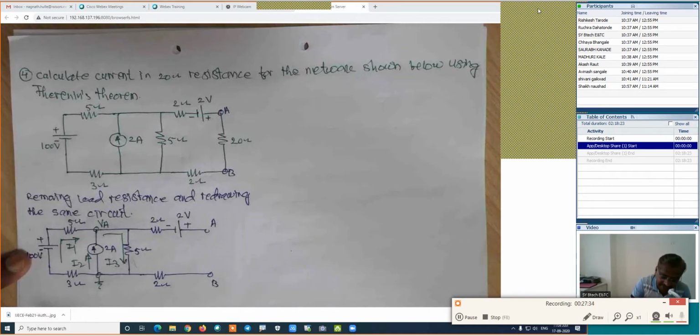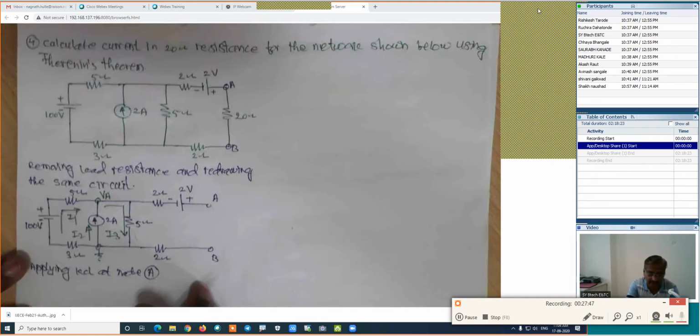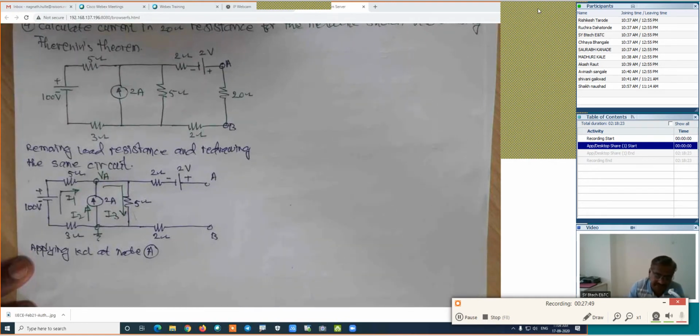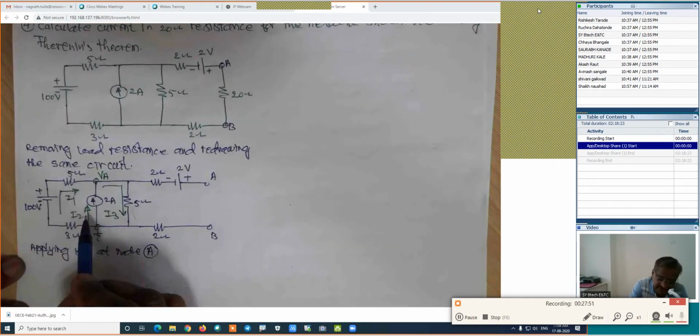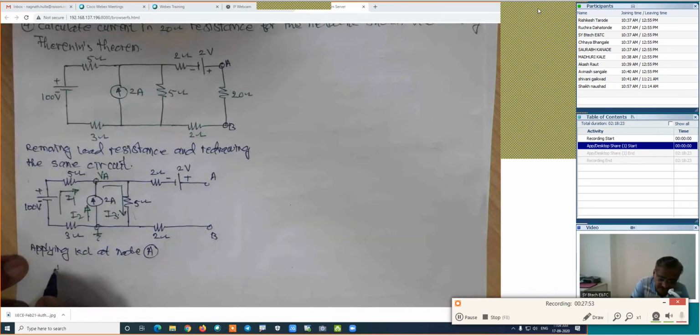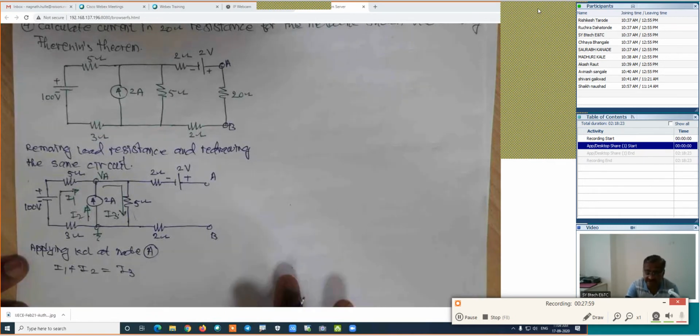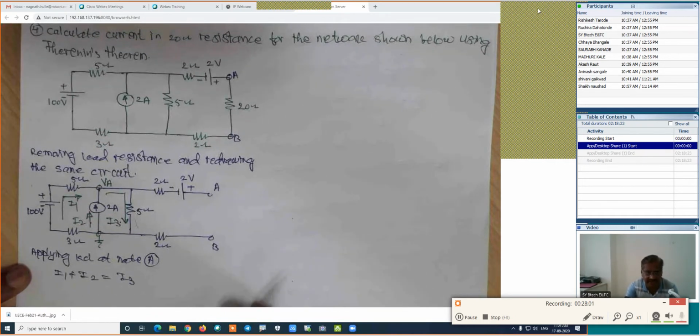So here, applying KCL at node A. If we are applying the KCL, that is Kirchhoff's current law, at node A, we will prepare its equation. How will the equation be? This is incoming, this is incoming, this is outgoing. This equation will be I1 plus I2 is equal to I3. Is it right? I1 plus I2 is equal to I3.